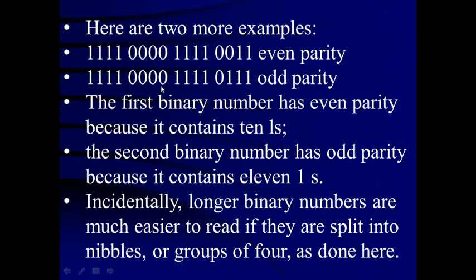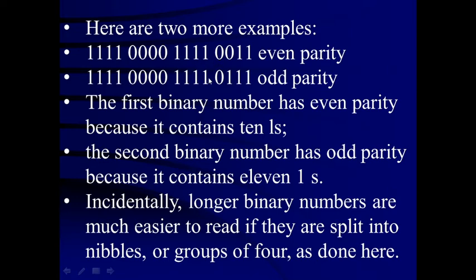Here are some more examples. Let us say this number: 1111, then 0000, again 1111 and then 0011. In this binary number, how many ones are there? 4 plus 4 plus 2. That means 10 ones are there, which is an even number. That's why this number contains even parity.